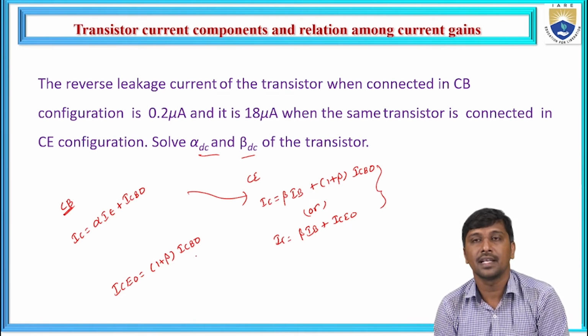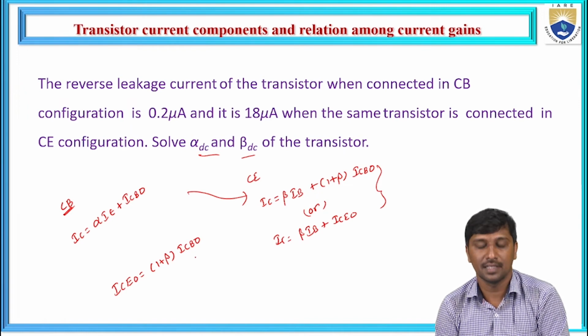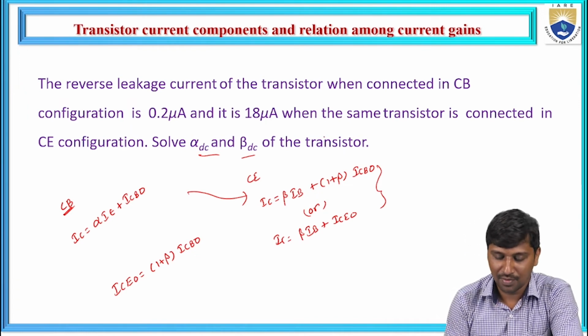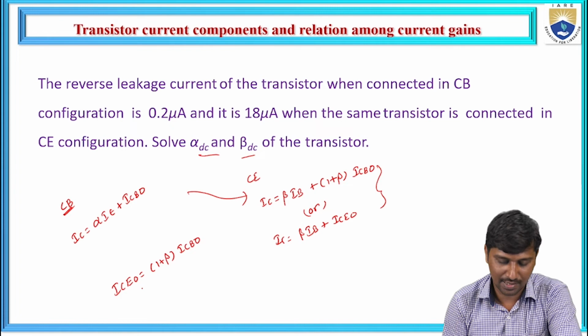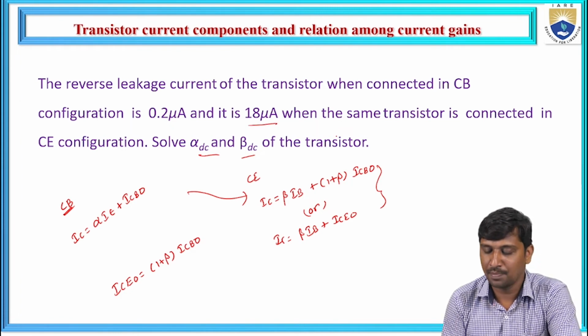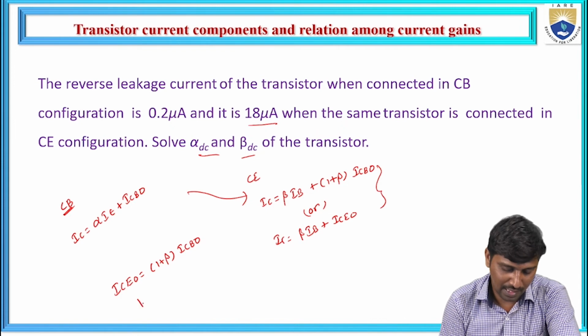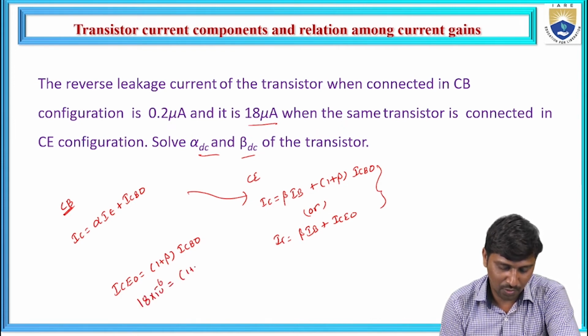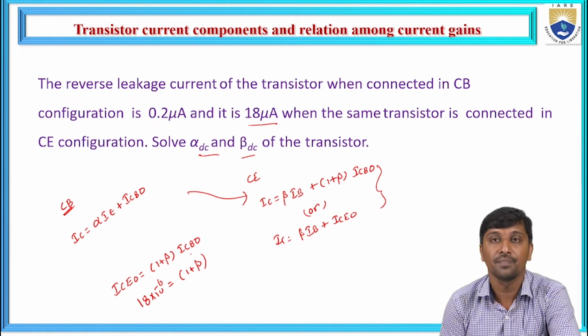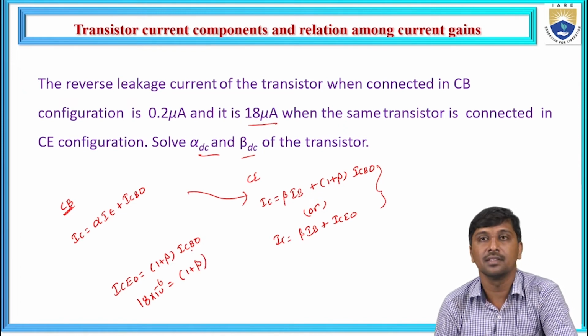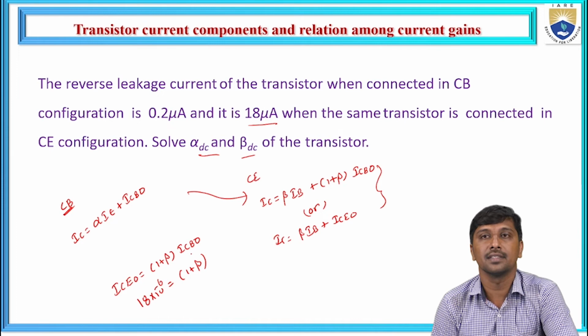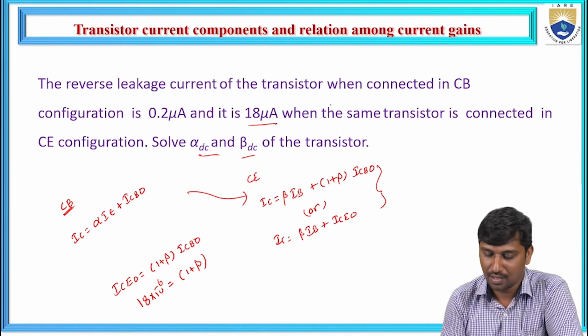ICBO means the reverse leakage current when the transistor is connected in common base. From the given specifications, ICEO, when the transistor is connected in common emitter, is 18 microamperes, that is 18 into 10 to the power minus 6, which is equal to 1 plus beta times ICBO, the reverse leakage current when the transistor is connected in common base. So what is the common base value?